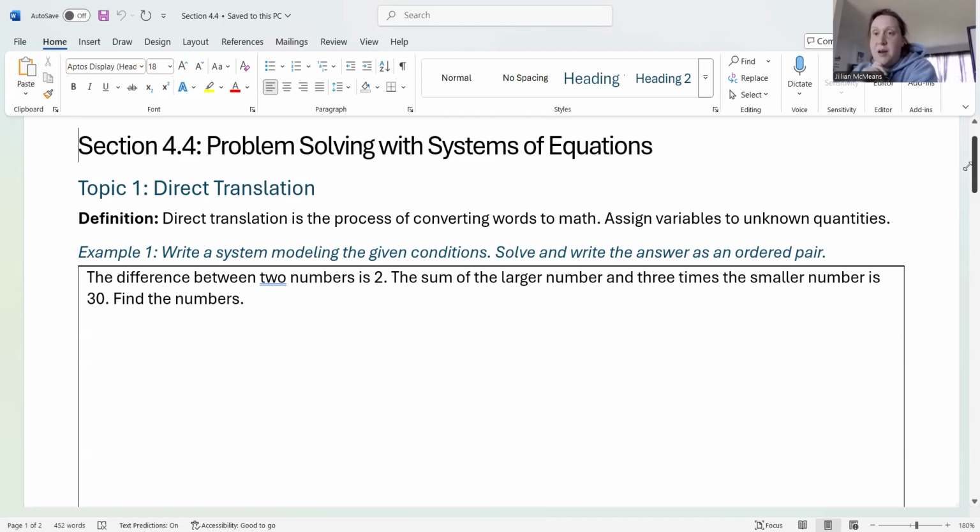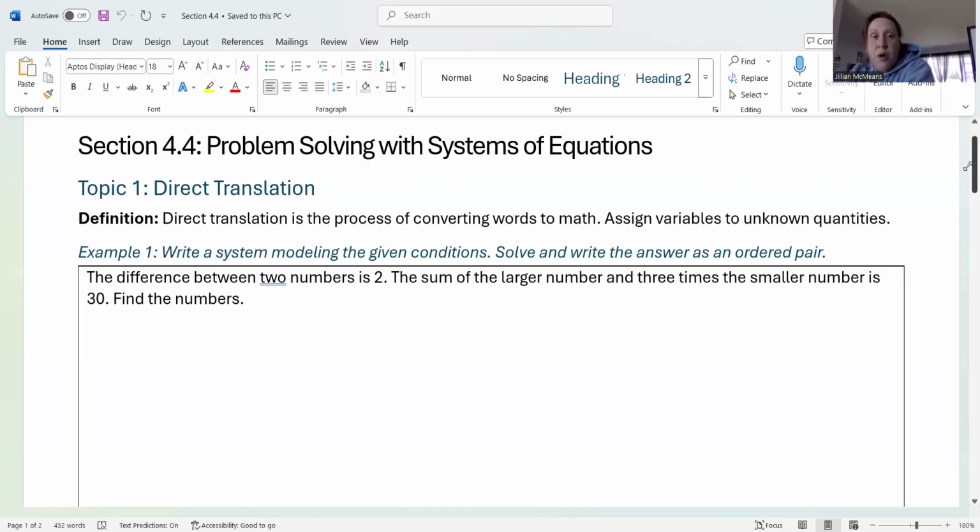And like I tell you just about every time, this is a very informal definition, but at the heart, it's really quite true. We're taking sentences and paragraphs and we're pulling out the math from them and we're converting the math to expressions or equations that we can then use to solve problems. Our goal is to assign variables to unknown quantities. Okay, so this first example is just a very basic direct translation problem.